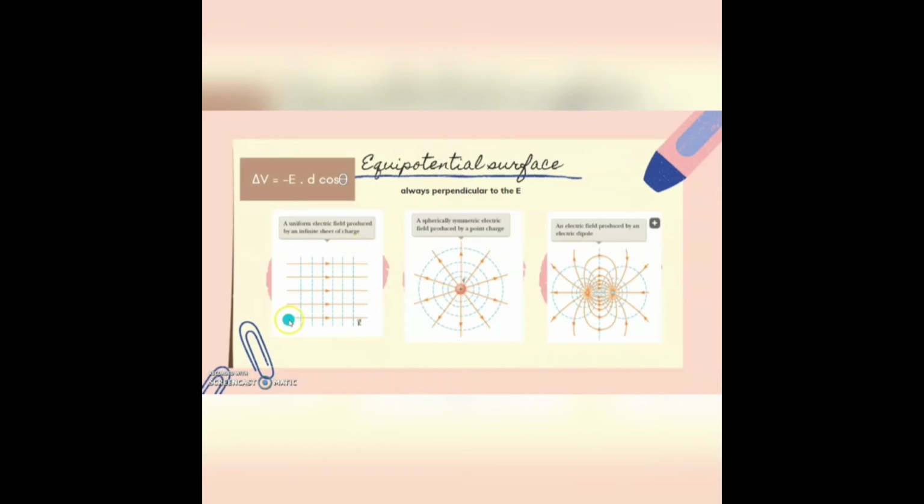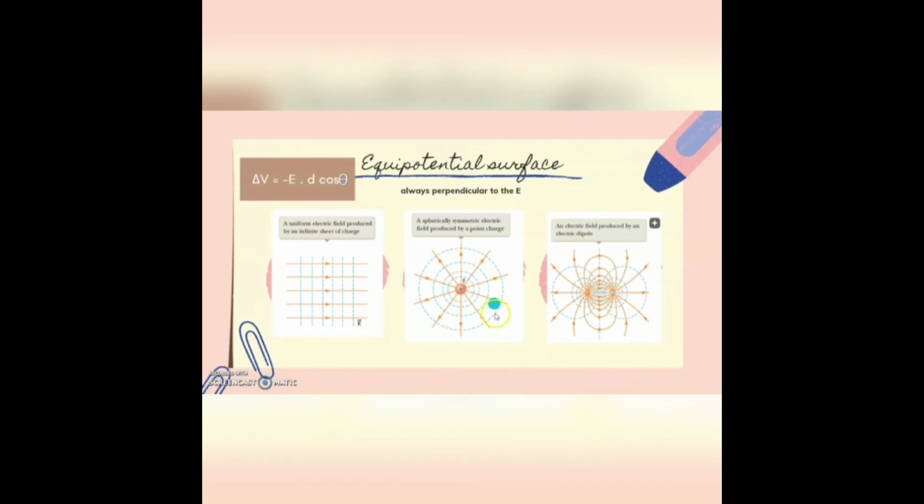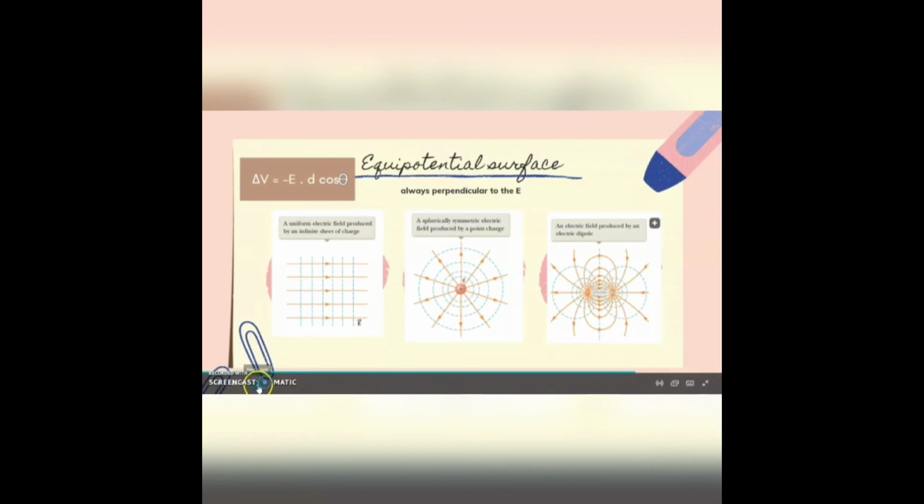This is the equipotential surface of a parallel plate. It's always perpendicular to the E produced by the plate. For a point charge, the equipotential surface is spherically symmetric, as is the electric field produced by a point charge. In this equipotential surface, the work done by the charge will be equivalent to 0. There will be no work done. So if the charge moves from here to here, there will be no work done.